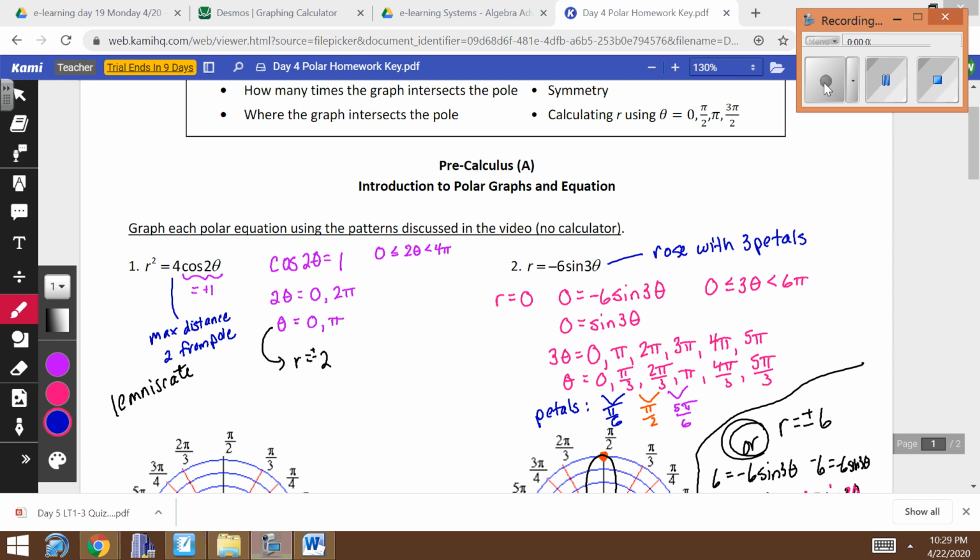All right, guys, today is the day 4 polar homework key, just talking through some of the equations here.